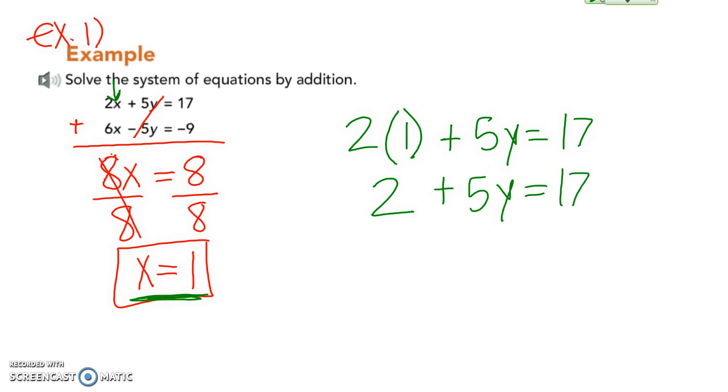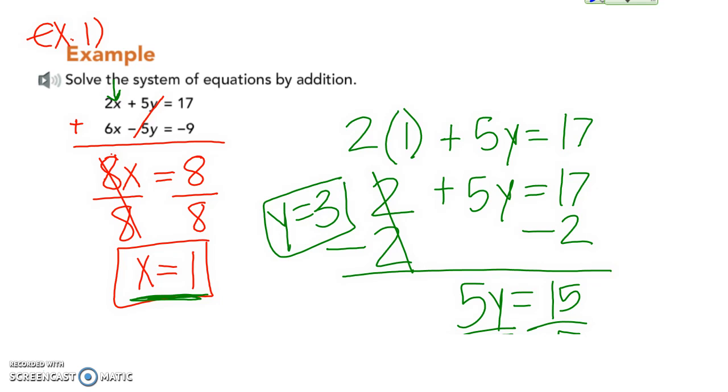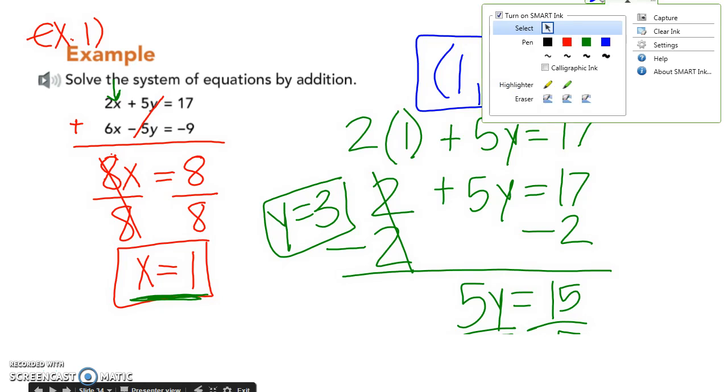Now we have a two-step equation. So I subtract 2 on both sides. Cancel. 5y equals 15. So then y, oh my goodness, that says divided by 5. Okay, y equals 3. So if I were to write my answer as an ordered pair, x is 1, y is 3. If I were to graph those two equations on a graph, that point is where the lines would cross. Wasn't that fun? Let's try another one.